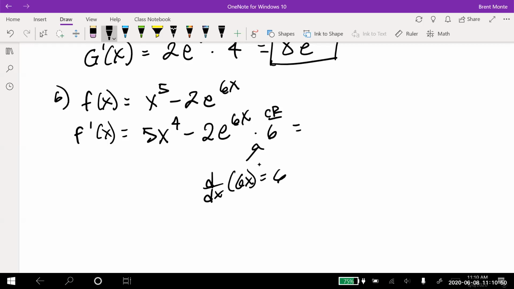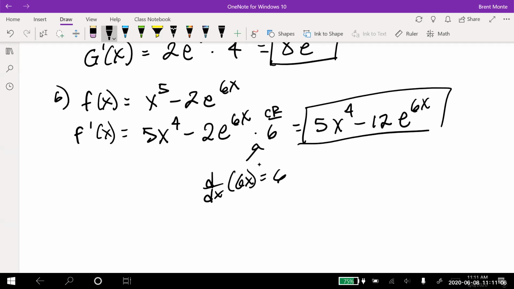And so now I can multiply that 6 times the 2. Notice it's not times the whole thing. I'm not going to distribute the 6 in, just the 6 times the 2. So I still only get 5x to the 4th, but then minus 12 e to the 6x. I like this problem because it shows us with a power function, that first one, x to the 5th, I just take the derivative like I usually do using the power rule. But with the exponential, it's a different rule. I get back the entire exponential and then just times whatever the chain rule gives us.